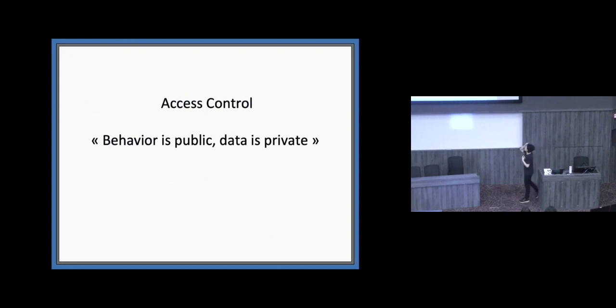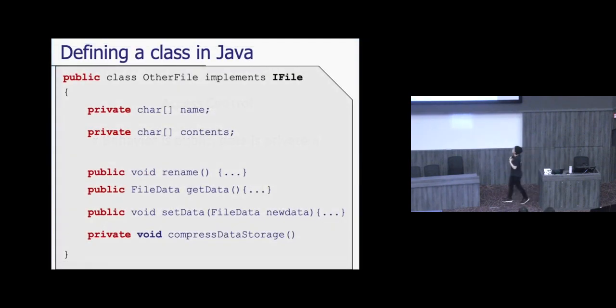Okay, so access control. Like I mentioned, typically we want the behavior to be public and the data to be private. We haven't talked about access modifiers, but typically you want to hide your data. So in general you should write private in front of all of your member variables, and the functionality that you wish to expose, for example rename, get data, set data, you should write as public, because these are things that other people should be able to use from your class.